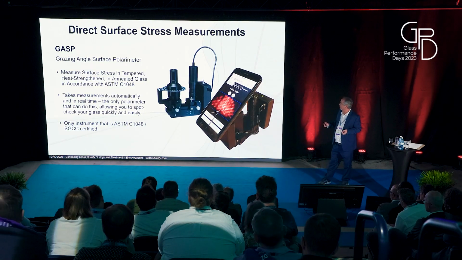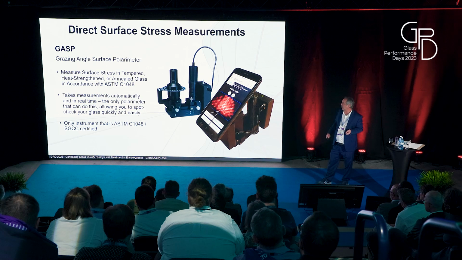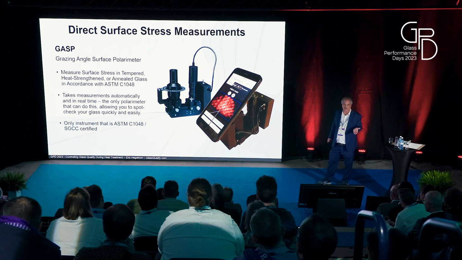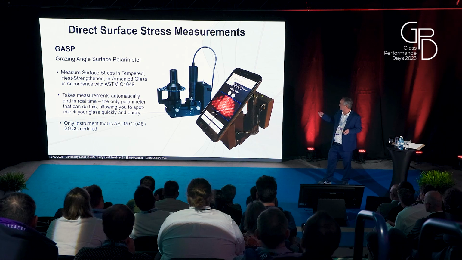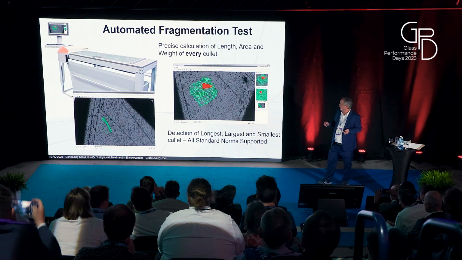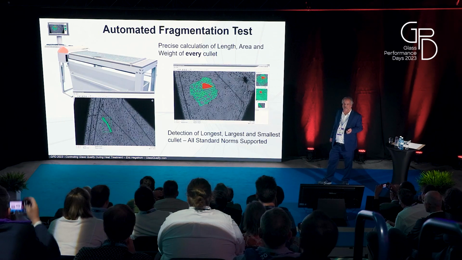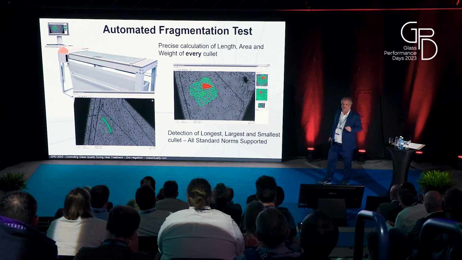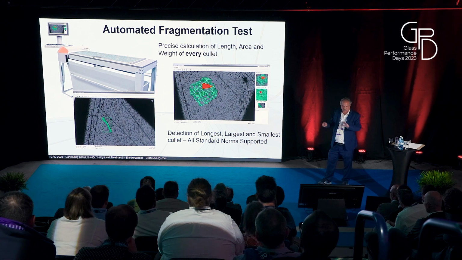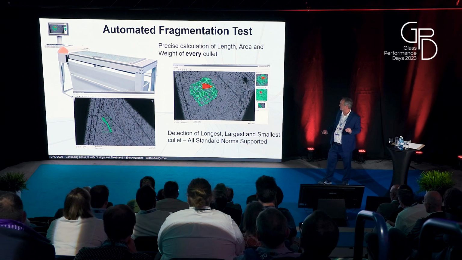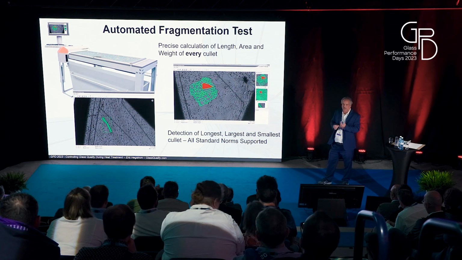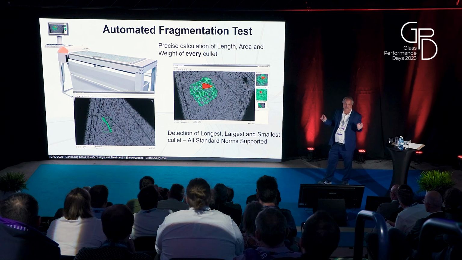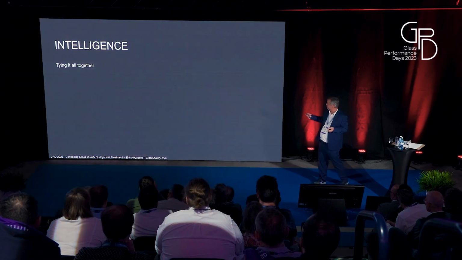There are some great online tools for verifying tempering level. The GASP surface polarimeter, I'm sure many of you have used these. It's the only certified system to actually measure surface stress online. And automated cullet testers, which allow you to break test the glass, keep the cullet, do a full count of the cullet, find the small and large pieces, apply whatever standard you're using, and keep it all in a database in case there's an insurance claim or a lawsuit or whatever comes later. You can prove that you have done your tests and these were the results of them.